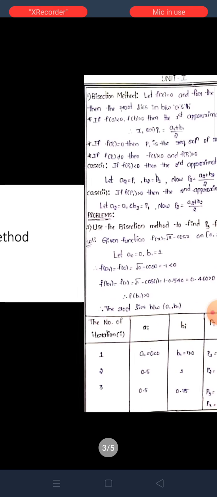Today our topic: solutions of equations in one variable. In this lesson, first method, bisection method.